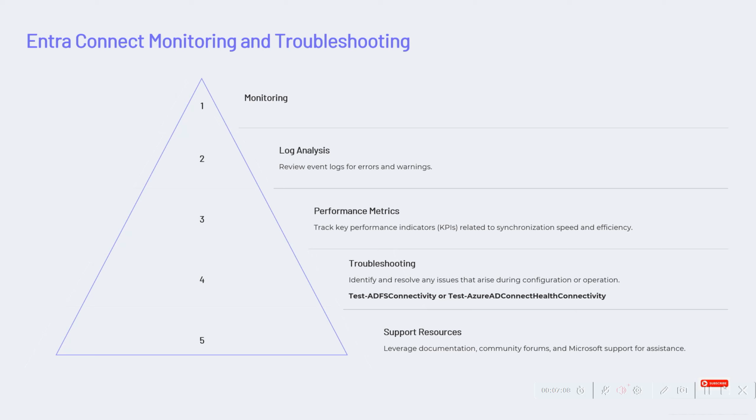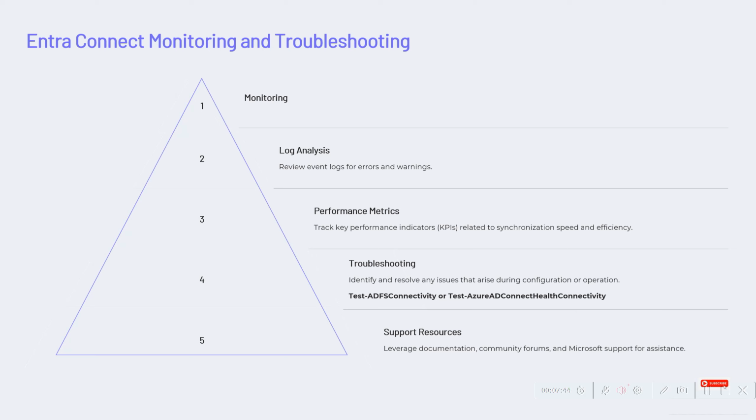For troubleshooting, the first level is identifying issues. In case of issues, we start by identifying connectivity problems. Check if firewalls, proxies, or network settings are blocking communication between AD, Entra Connect, and Entra ID. You can use PowerShell cmdlets like Test ADFS Connectivity or Test Azure AD Connect Health Connectivity to verify connections. If you're facing synchronization errors, look for conflicting or missing attributes in your source directory. The Azure AD Connect Troubleshooter is a great tool for guided diagnostics.